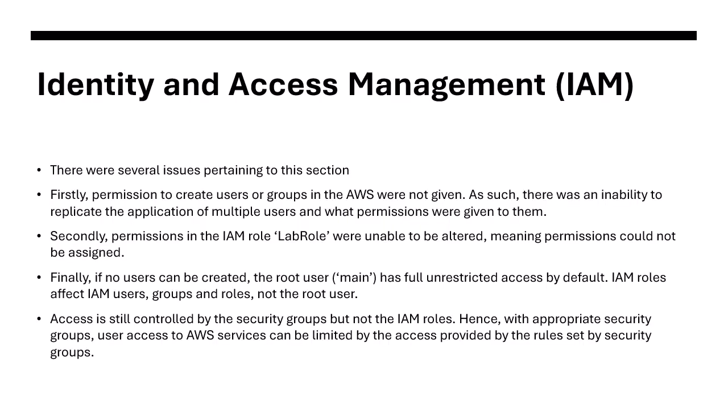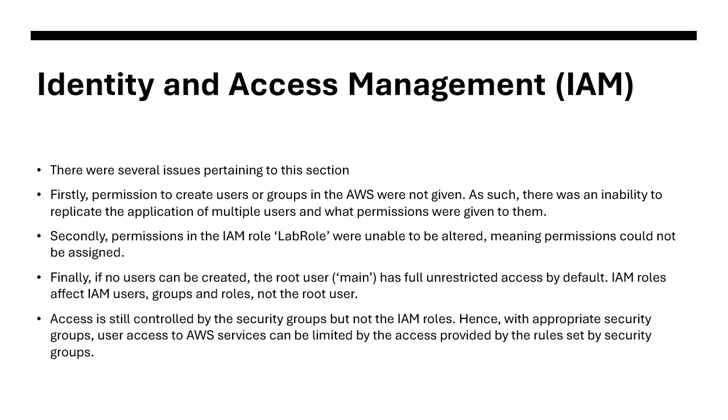In this section, we were given the task to assign all roles and permissions to the predefined lab role IAM role, but we had several issues with this section. Firstly, we were not given the permission to create users or groups, so we were unable to add multiple users to access the AWS services. Secondly, we were unable to change permissions pertaining to the IAM role lab role, so we couldn't assign any permissions to it or make any changes to it.